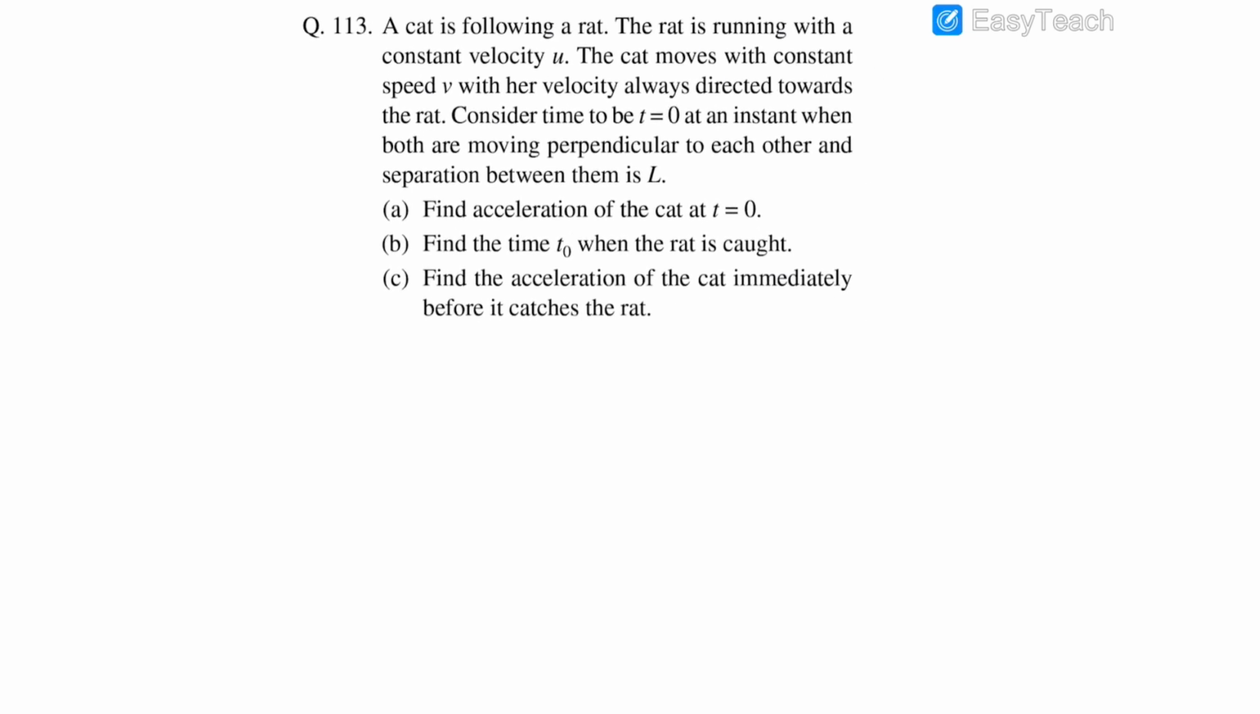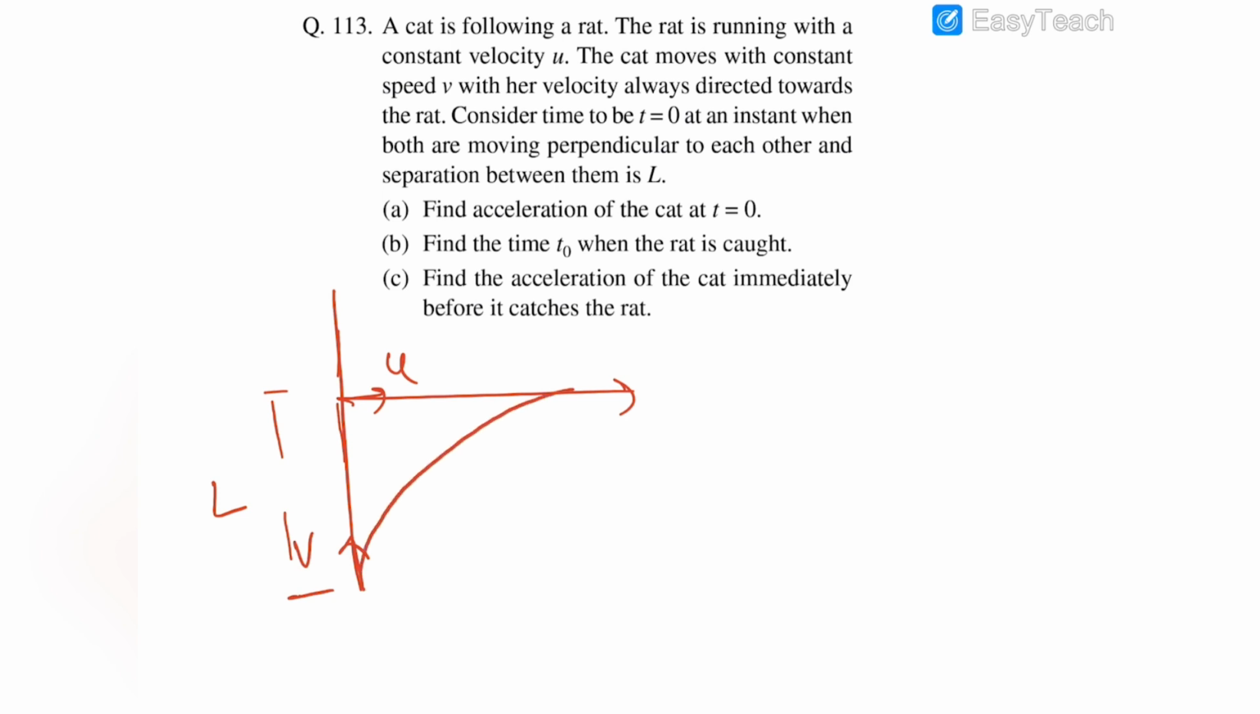Let us suppose that this is the rat, which is going with a constant velocity u from the origin, and the cat is moving towards the rat always with a constant speed of v. The initial distance between them is L, and obviously the cat would move like that, which we have already discussed in the previous video. Now we have to find out, first of all, the acceleration of the cat at t equal to 0.